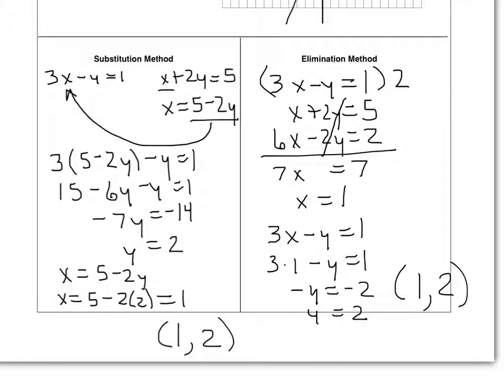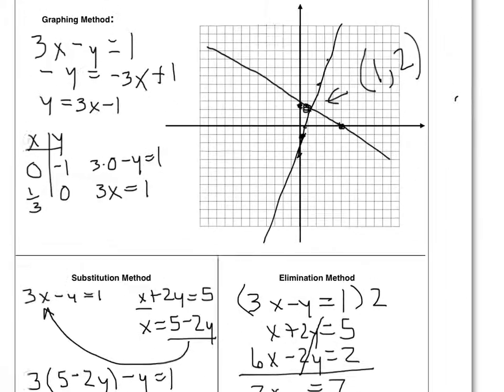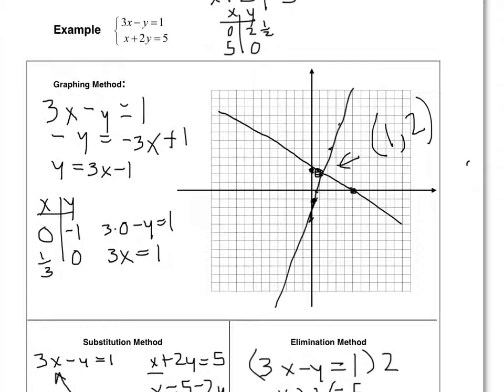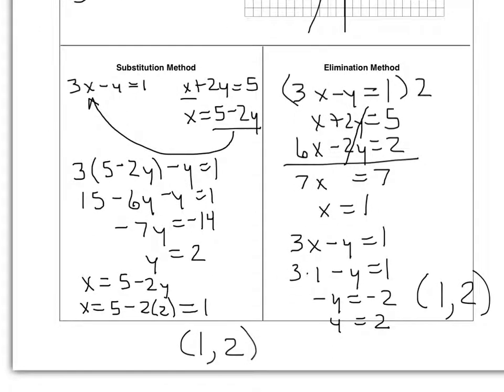Same solution, different method. So which method do you prefer for this problem? Substitution, elimination, or graphing? I think I prefer, for this method, I prefer substitution. It just seemed like the problem was easier working it with substitution. I found the calculations to be simple to do, so I preferred substitution for this problem.